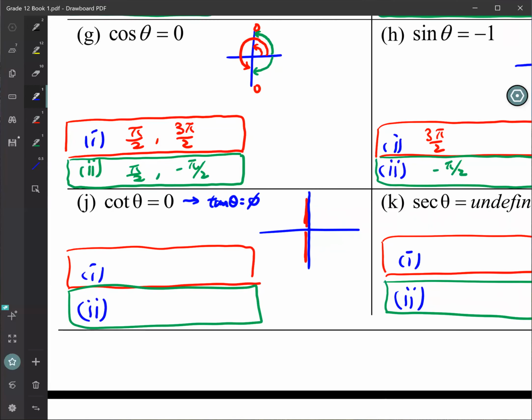So the first answer will be what, Cindy? Pi over 2, 3 pi over 2. Okay, and then the green one? Pi over 2, negative pi over 2. Yeah, good. Okay, next one, K.